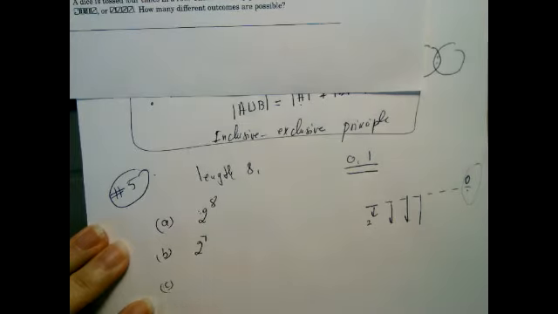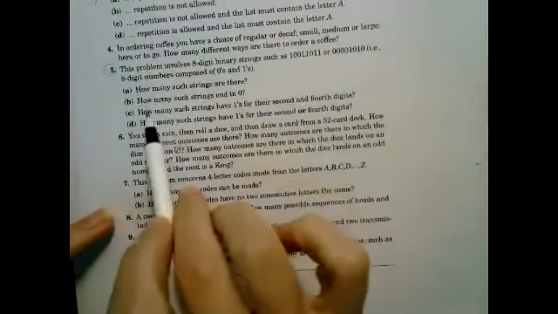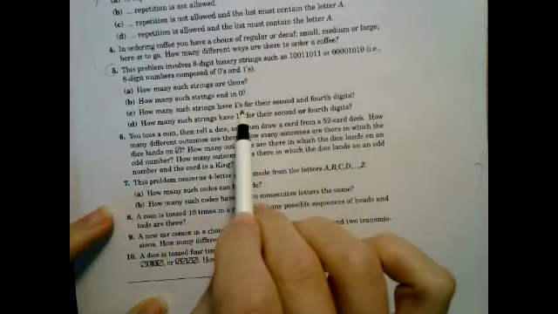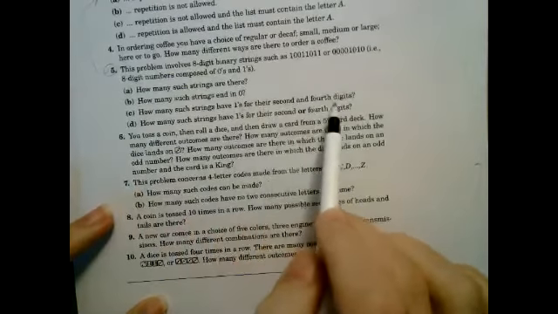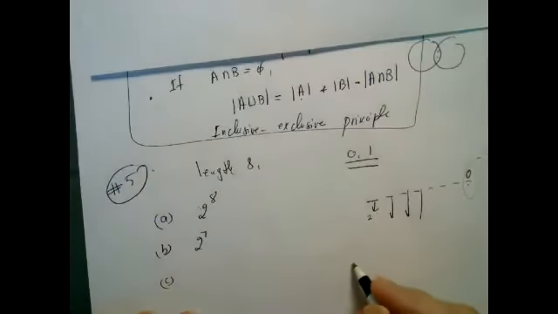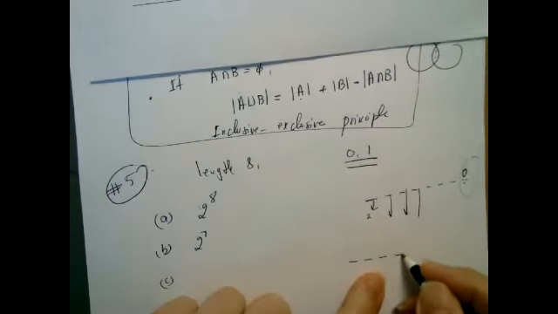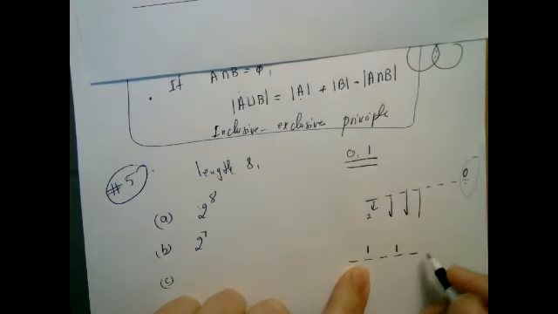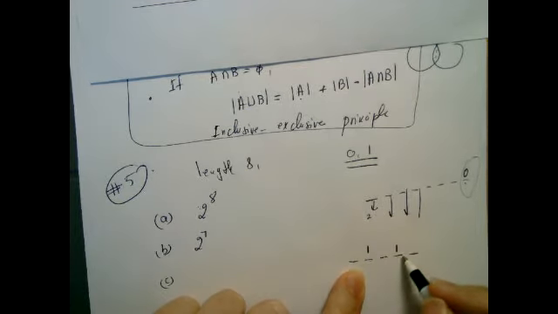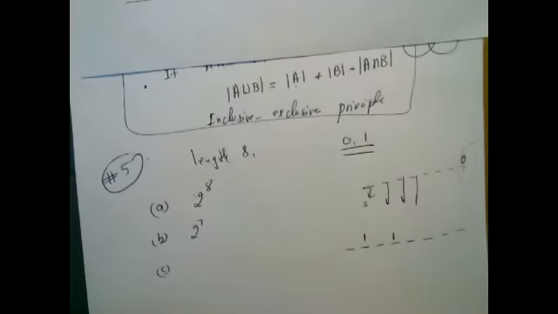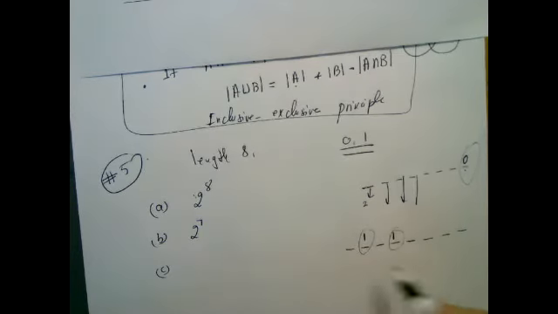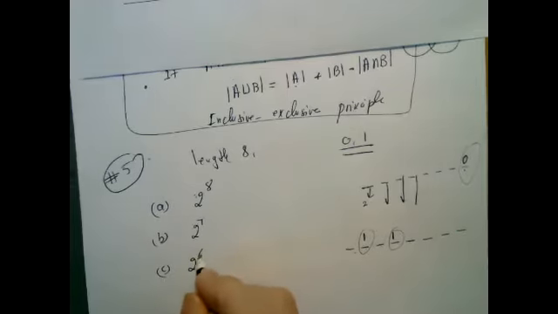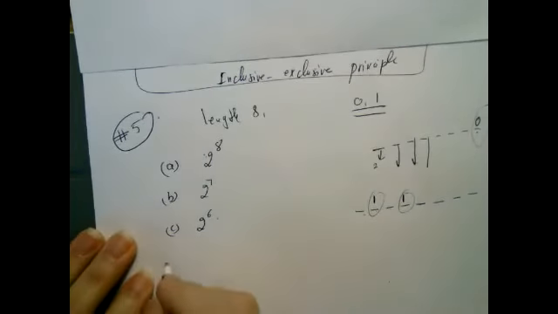C is the following question. How many such strings have ones for their second and fourth digit, so for both of them? To have ones for both, we always draw the picture. They have ones for their second and fourth, so these are constrained, and the rest can move freely. 1, 2, 3, 4, 5, 6, 7, 8. I don't have any choices for these, I'm done. I have choices for the rest, which gives me 2 to the 6. Okay, so far so easy.